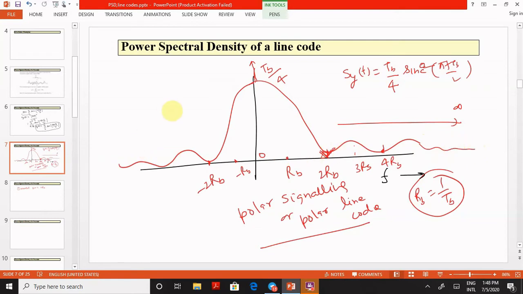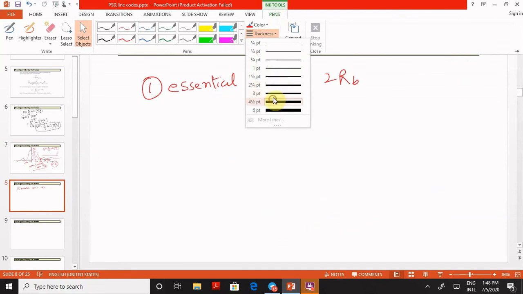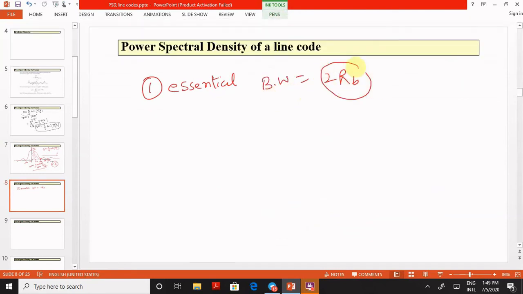So ideally the bandwidth requirement will be infinite, but practically bandwidth means the frequency band which can carry most of the power, or most of the information. In that case you can consider this area for the calculation of bandwidth, because this is the main lobe where almost all the power of the signal is residing. So that means the essential bandwidth can be written as 2 times Rb, right?